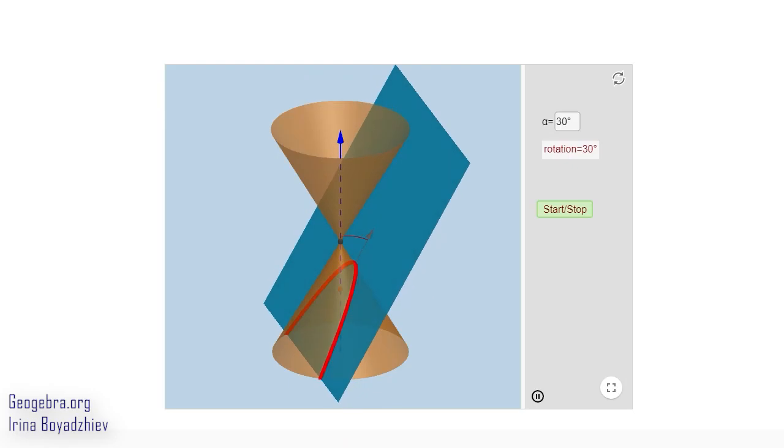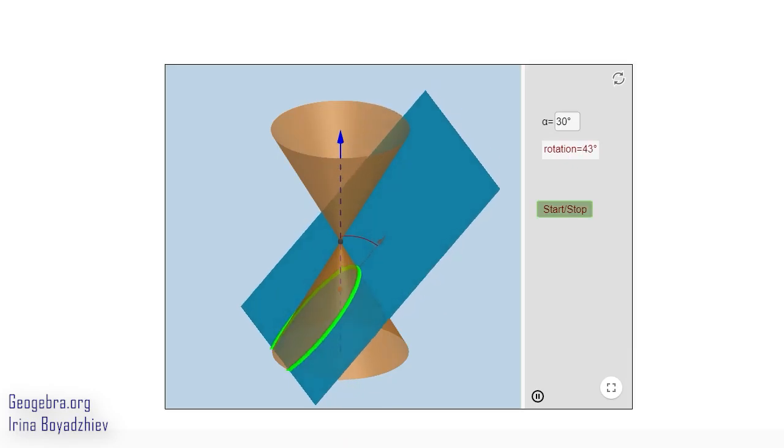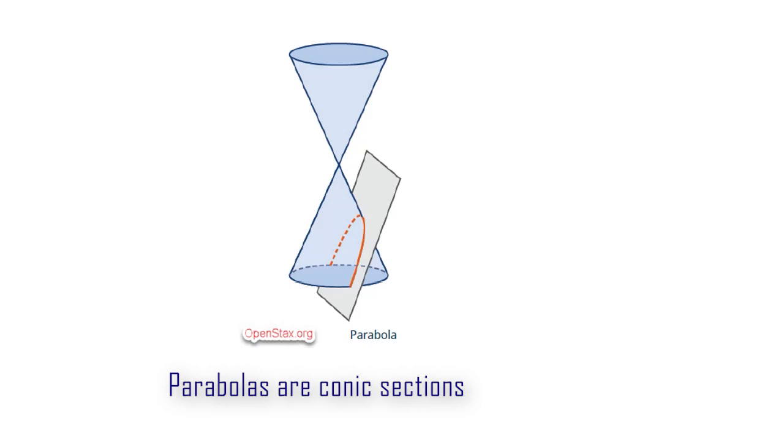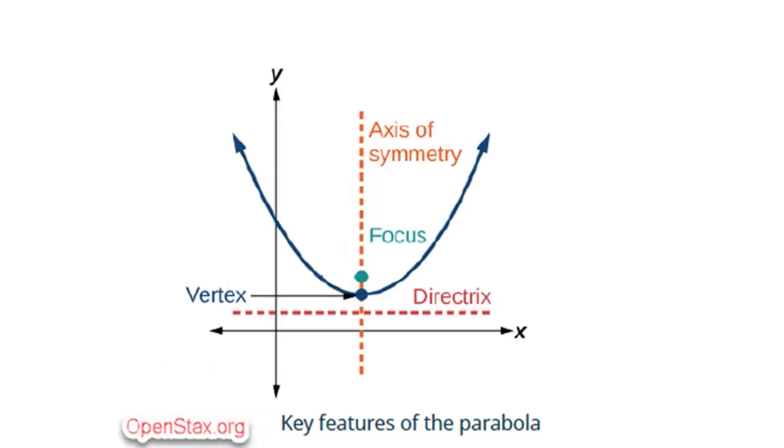Certain angles of the intersection of the plane give us the parabola. This means the parabola is one of the conic sections. Let's begin with this diagram from OpenStax.org of key features of an upward-facing parabola. We can see the vertex, of course, is the minimum or the lowest point, and the axis of symmetry is the vertical line through the vertex.